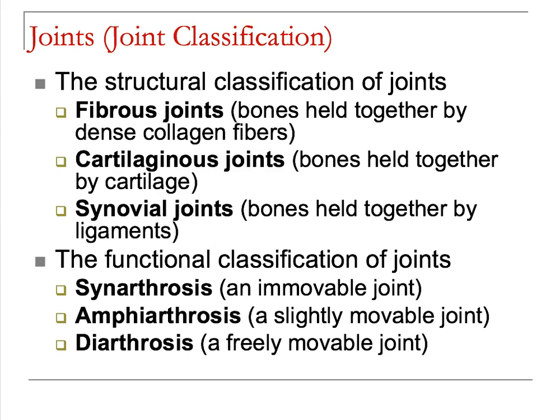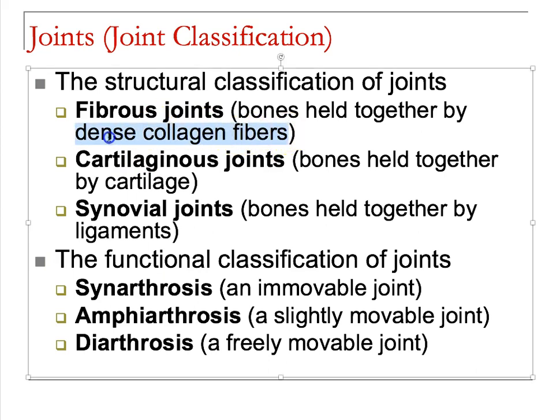So a moment ago, I said that joints are classified. Fibrous joints are held together by dense collagen fibers, usually sheets of collagen. Bold, underline, italicize. Cartilaginous joints are held together by cartilage, and synovial joints are held together by ligaments.